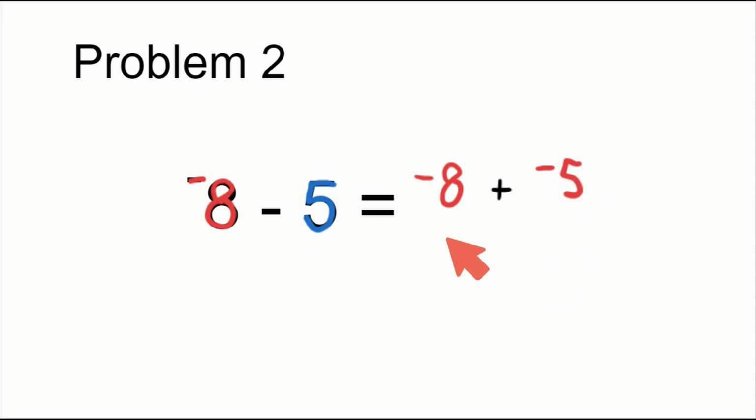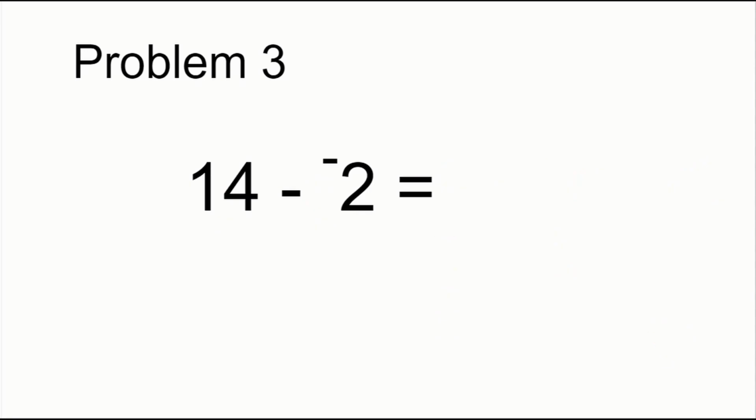Negative 8 is like having 8 red tiles. Negative 5 is like having 5 red tiles. Since these are the same tiles, we can count them up. 8 reds and 5 more reds. We have a total of negative 13.